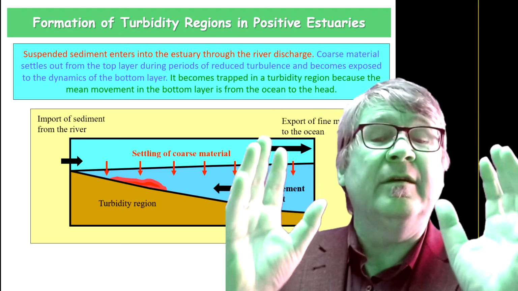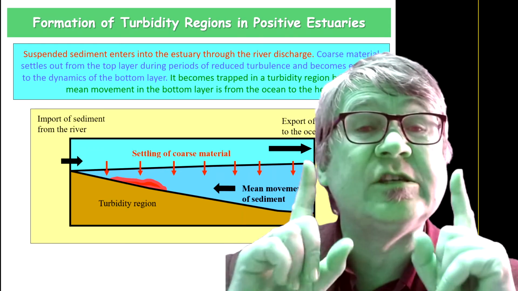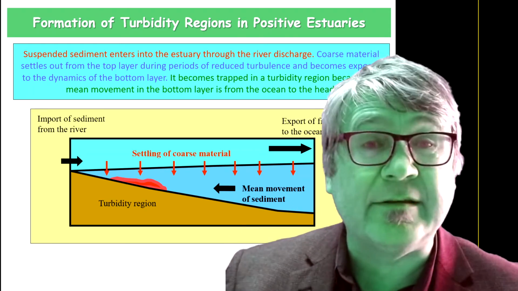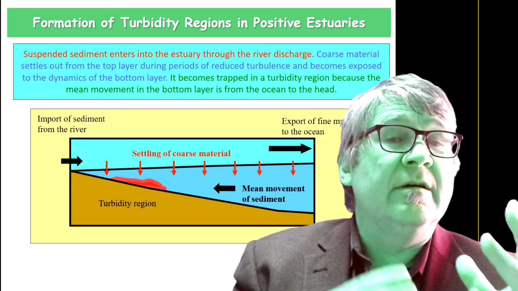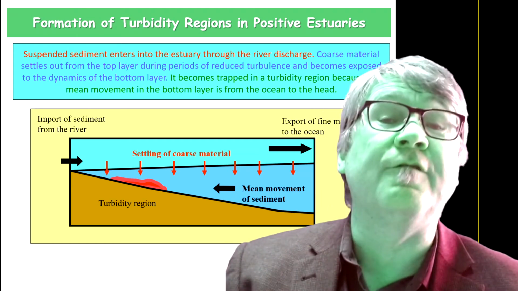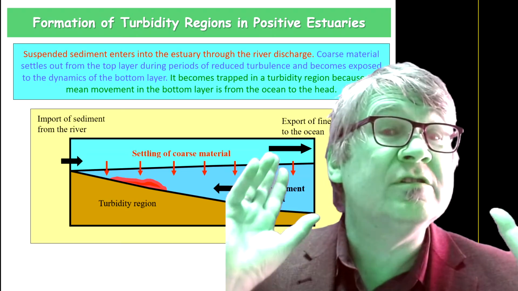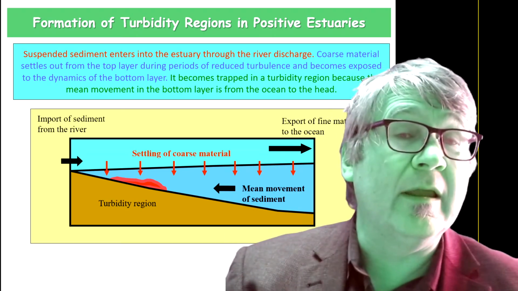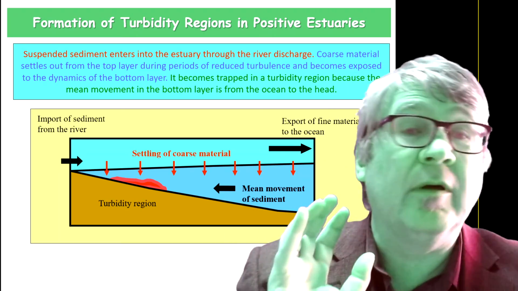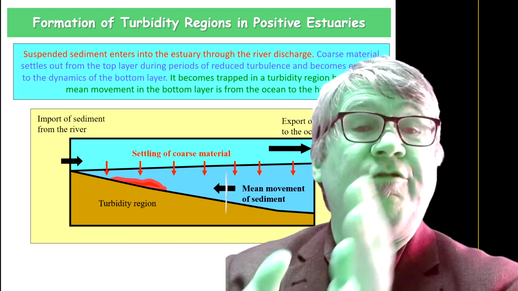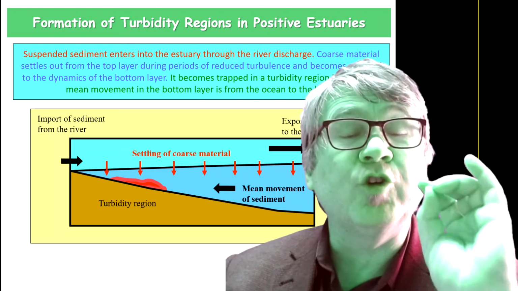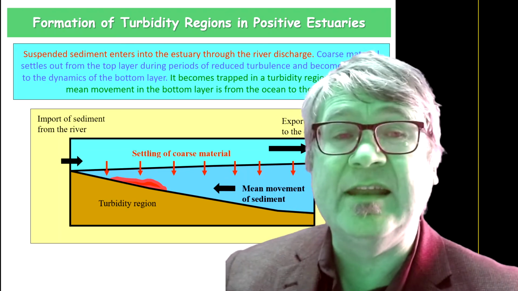Okay, this turbidity region does not exist in negative estuaries, in inverse estuaries, because the circulation is different. Because you have an outflow in the lower layer. So essentially, inverse estuaries rather flush out the sediment. Here you have a trap. And I want to show you examples on the next slide.